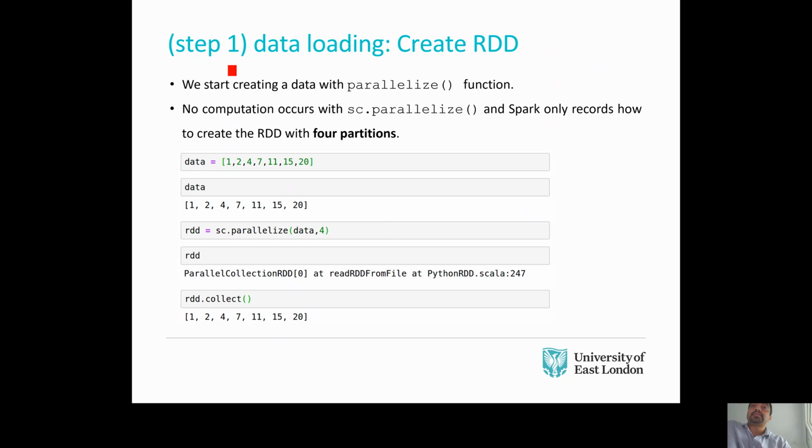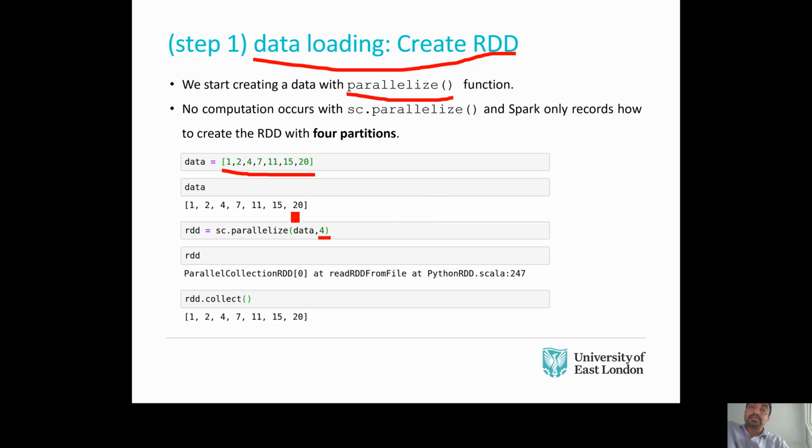Step one, data loading. In this case, I want to create an RDD. I'm going to use parallelize. So let's say I have this simple data, right? Guys, we are using Python. In this case, I want to say sc. Guys, we configured sc in the previous slide, right? sc.parallelize(data, 4). What is this 4? It means I want to divide the data into 4 portions.